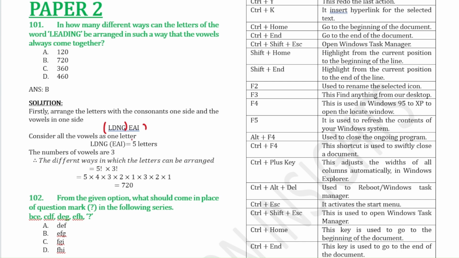Now, if you consider the vowels as 1, okay, then the letters are 1, 2, 3, 4, 5, okay, then 5 letters when you consider the vowels as 1 letter. And then how many vowels are there in this word? There are 3 vowels. So 3. So we have to find the different ways in which the letters can be arranged when the vowels are always together. So factorial of 3 into factorial of 5. So if you multiply, you will get the answer 720.